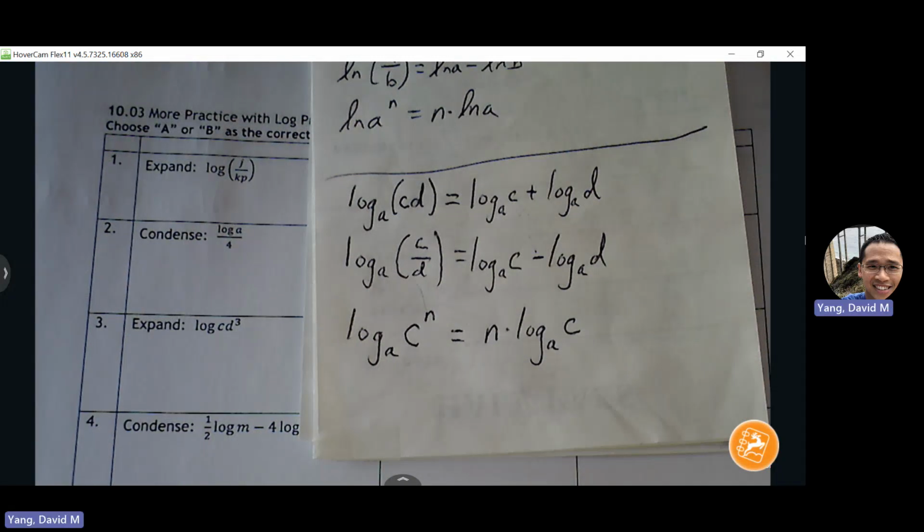Basically, anything in the numerator is going to be part of a positive log expression. Anything in the denominator is going to end up being part of a negative log expression.